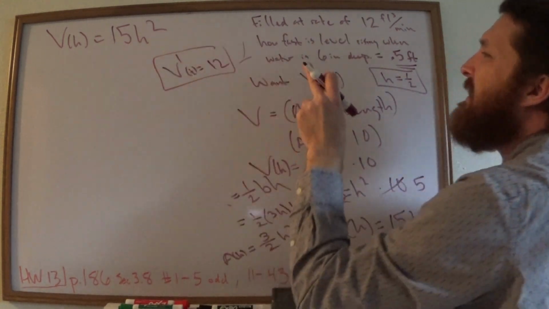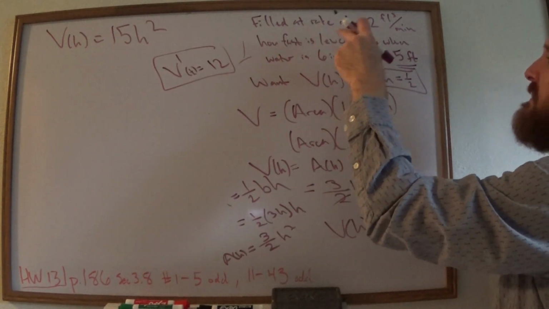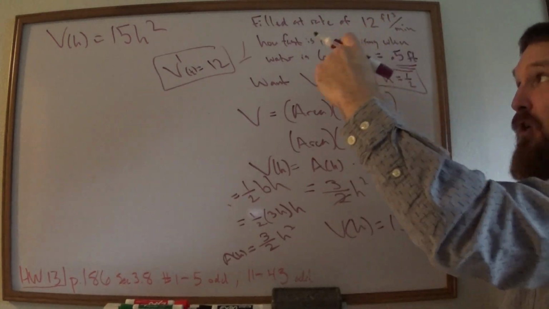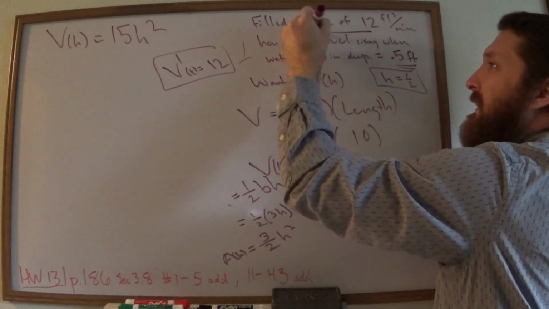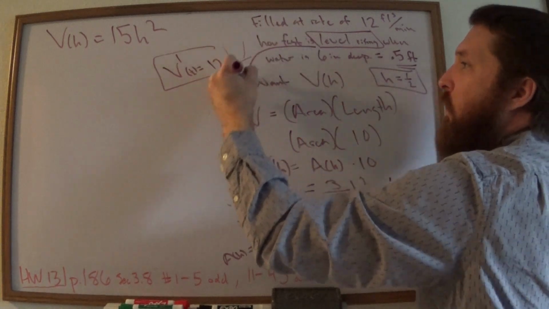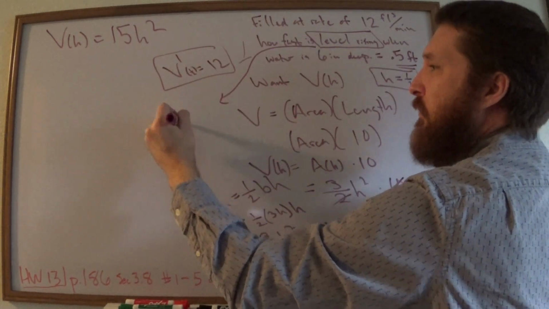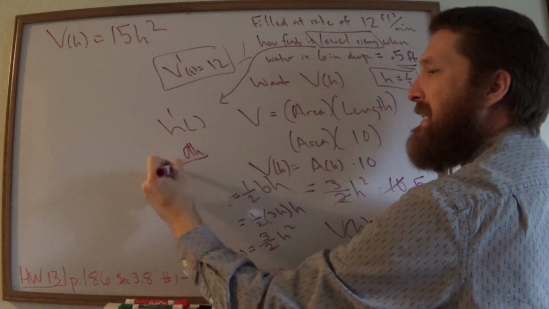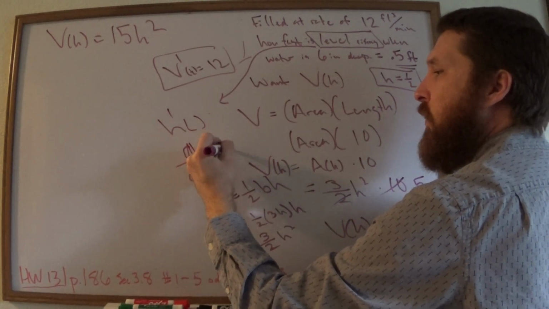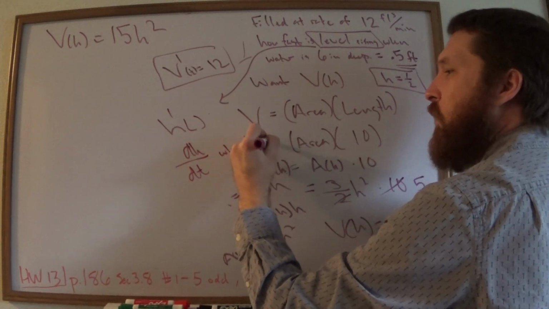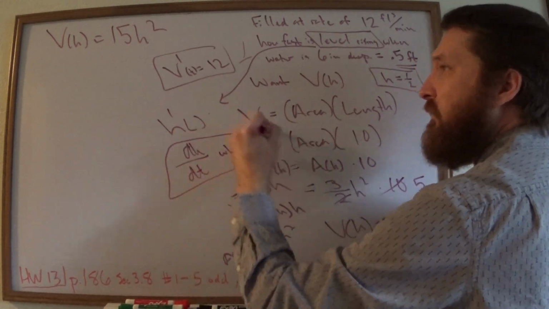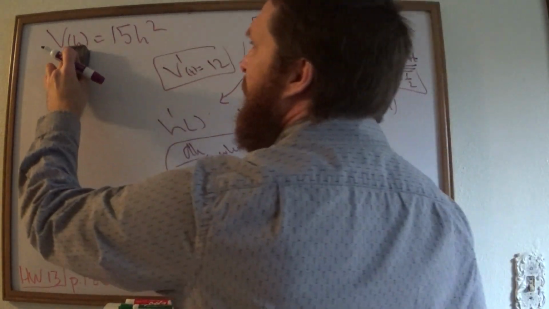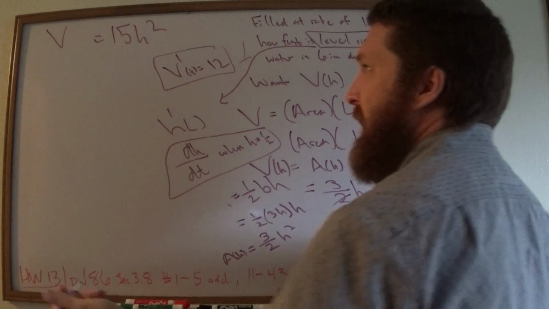That's nice. But it's asking how fast is the level rising. So in other words, the level is h. So what this is asking is h prime at that time. Or what is dh/dt when h is 1/2? That is what we're looking for. So can we find dh/dt from here? Yes. We're going to take the derivative of both sides with respect to t.